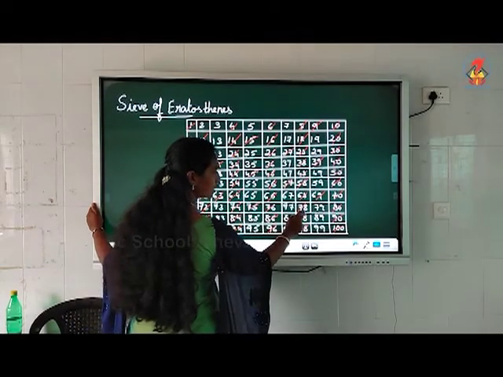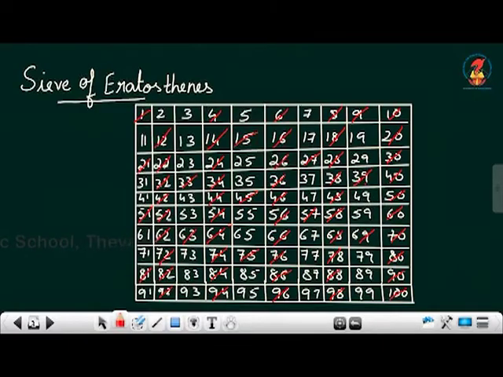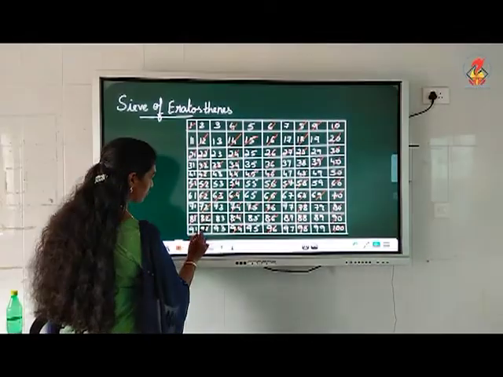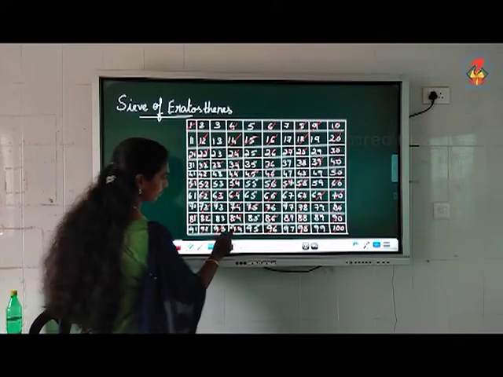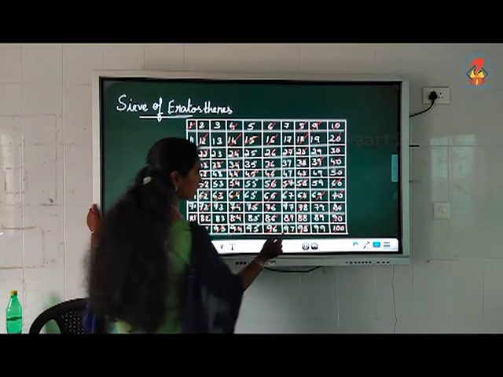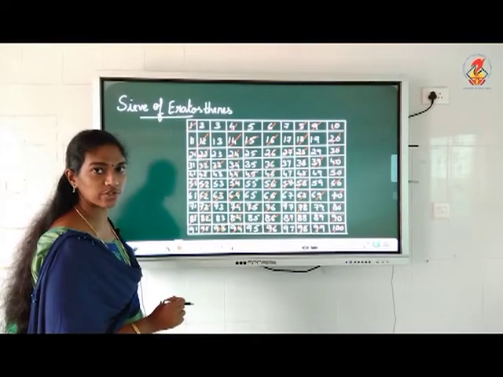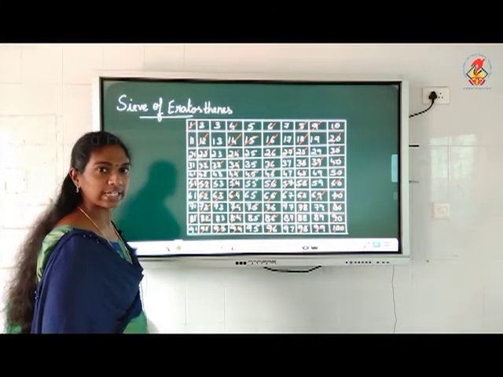1 2 3, 78 is already gone. 1 2 3, 81 is a multiple of 3. 1 2 3, 84 is gone. 1 2 3, 87 is a multiple of 3. 1 2 3, 90 is gone. 90 is a multiple of 3. 1 2 3, 93 is a multiple of 3. Again 1 2 3, 96 is gone. 1 2 3, 99. 3 33s are 99. Okay children, 3 33s are 99. So, we have crossed out all the multiples of 3.